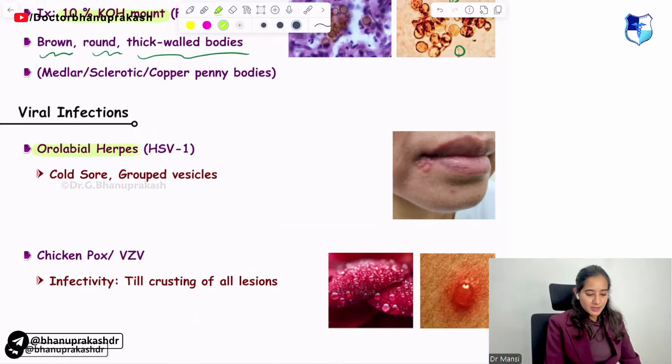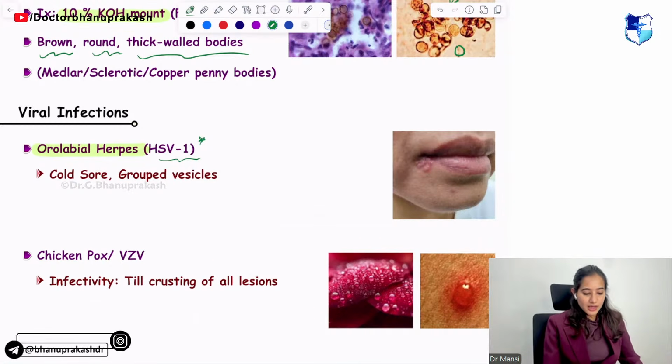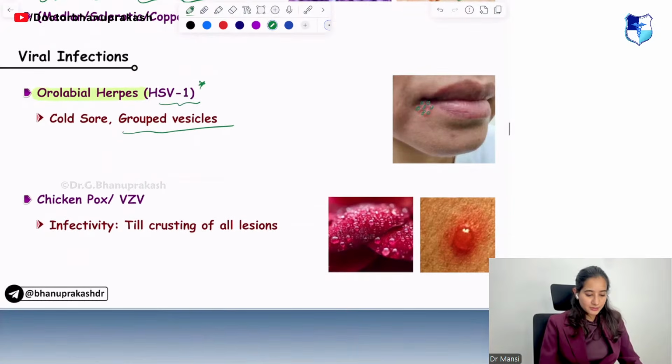I think most of you are aware of orolabial herpes. You have probably seen it. With HSV1, the classical feature of this herpes infection is vesicles, and these vesicles are present in a group. The vesicles are shiny. If the patient comes to the OPD, you put a torch on it and it will shine. That's how you can diagnose the cold sore, or grouped vesicles of orolabial herpes. It is found around the lips only.